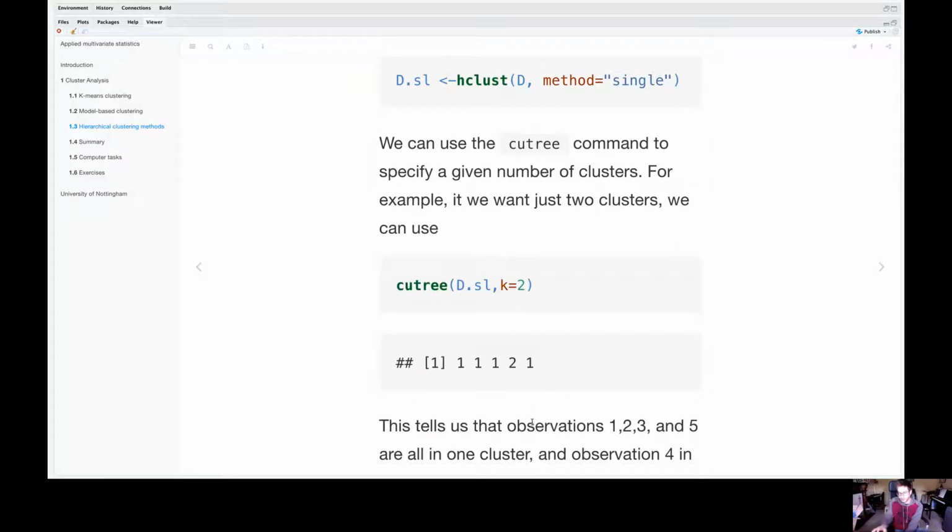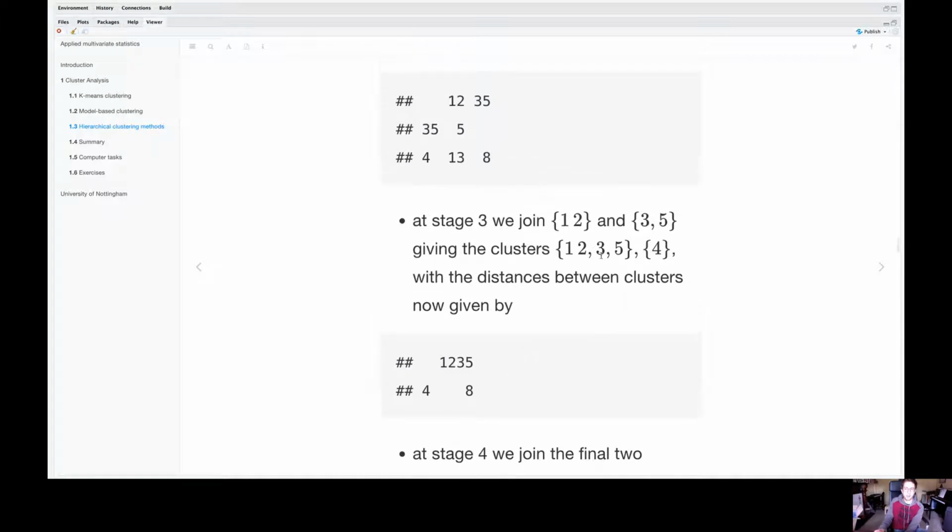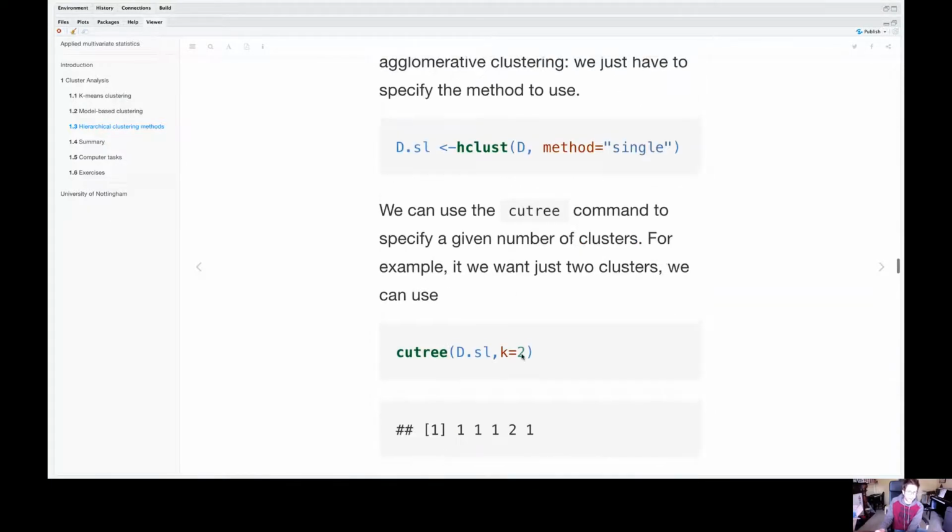So there's 5 data points here, remember. It tells us that point 1 is in cluster 1, point 2 is in cluster 1, point 3 is in cluster 1, point 4 is in cluster 2, and point 5 is in cluster 1. So that's what we found in this final stage here with 2 clusters: 1, 2, 3, 5 in one cluster, and another cluster just containing 4. So that's what this cutree command has given us here.